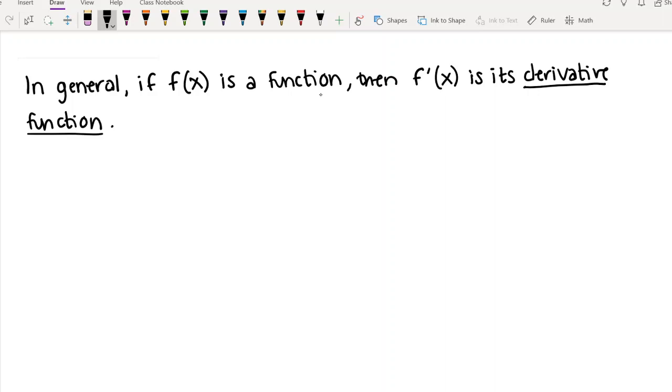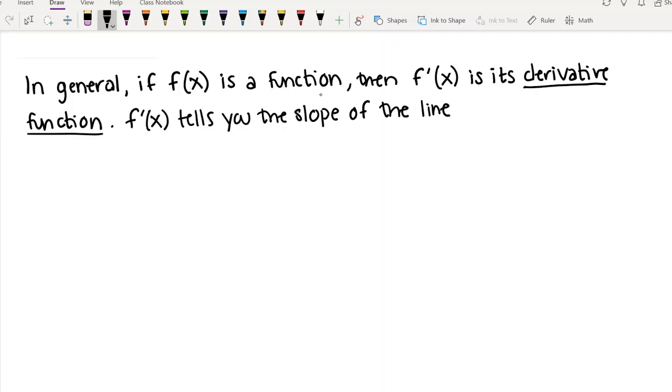So basically, how does this derivative function work? If you plug any x value in as an input to the derivative, the output will tell you the slope of the tangent line at that point. So f prime of x tells you the slope of the line tangent to your original function f of x at any x value.